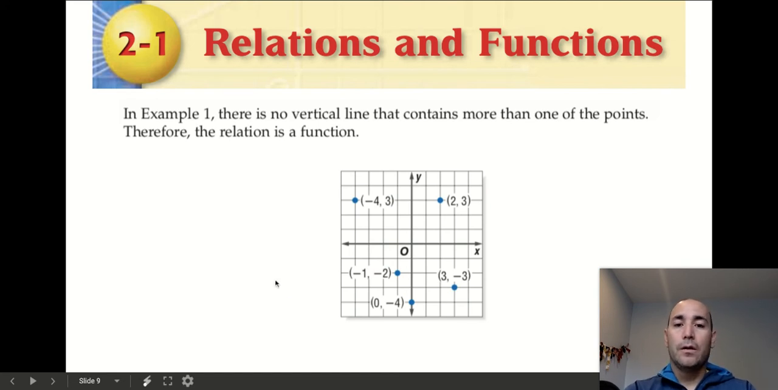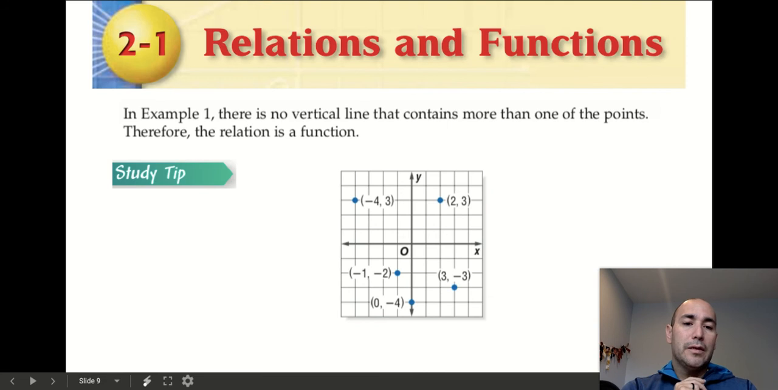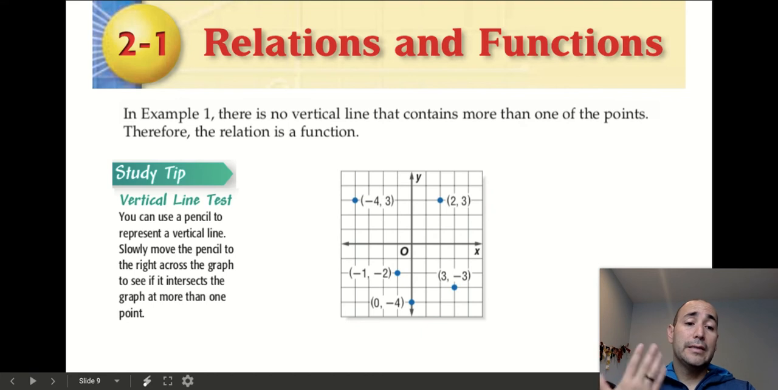Okay. So a little bit of a study tip. I have this red line that I get to move across my screen, but while you are working, a vertical line test could easily be done with a pencil or a pen, right? You just move it across your graph from left to right, and that would help you do a vertical line test on your own.